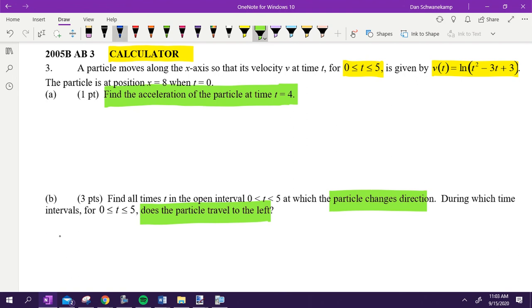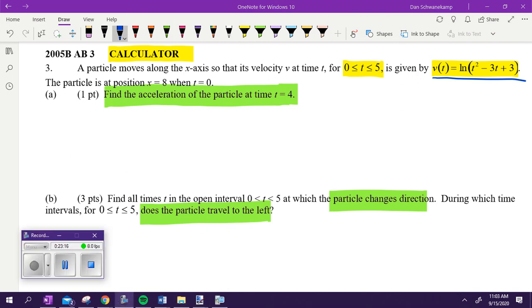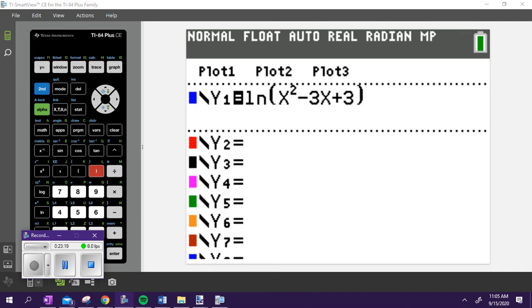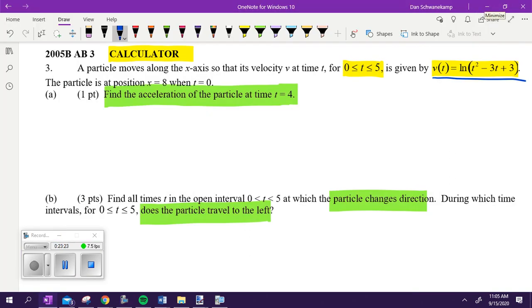Okay, this is a calculator question. Could you take the derivative of this velocity equation? Sure, but don't. You get to use your calculator. Take a minute right now. Answer both those questions with your neighbor. Go. We type in that equation as y1. Our job is to find acceleration. What do I need to do with this velocity equation to find acceleration? Find the derivative. But this is a calculator question, so you don't actually need to find the derivative by hand. We can find that derivative, but we don't need to.